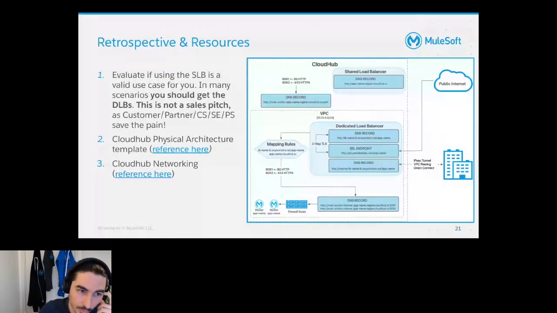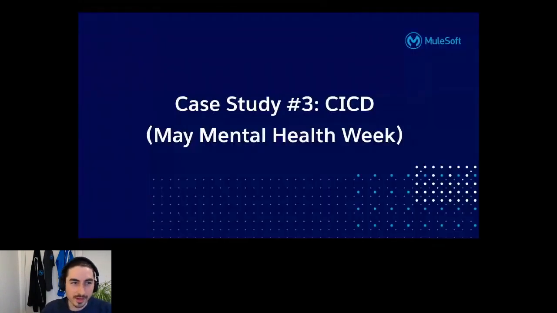I'm adding here two resources. The one that you saw before, the physical architecture, you can see in point number 2. And in point number 3, you have the CloudHub networking documentation that has been updated recently. You can see there one of the new diagrams that they have. Okay, with that said, I'm conscious of time. We're going to head over to case number 3. We have a couple more going, but they're going to be far shorter after case 3.